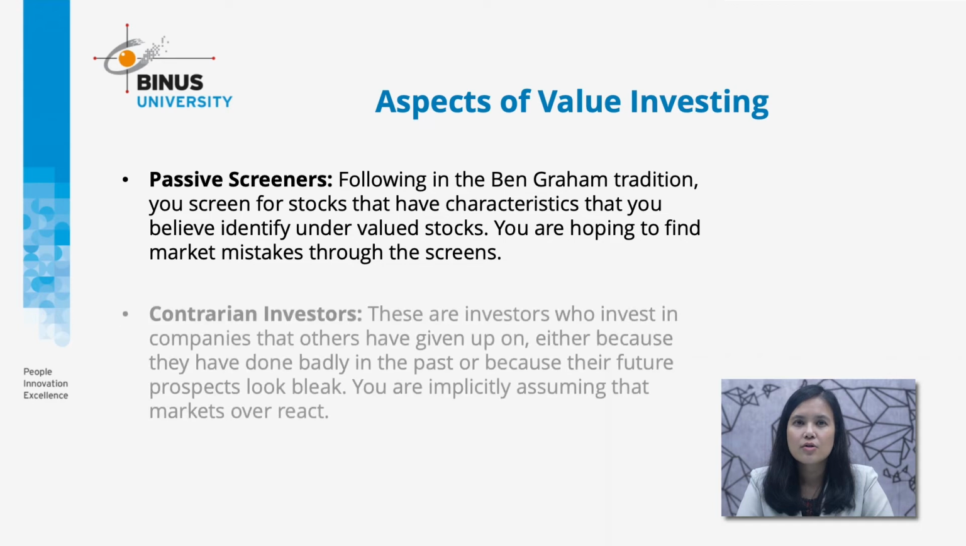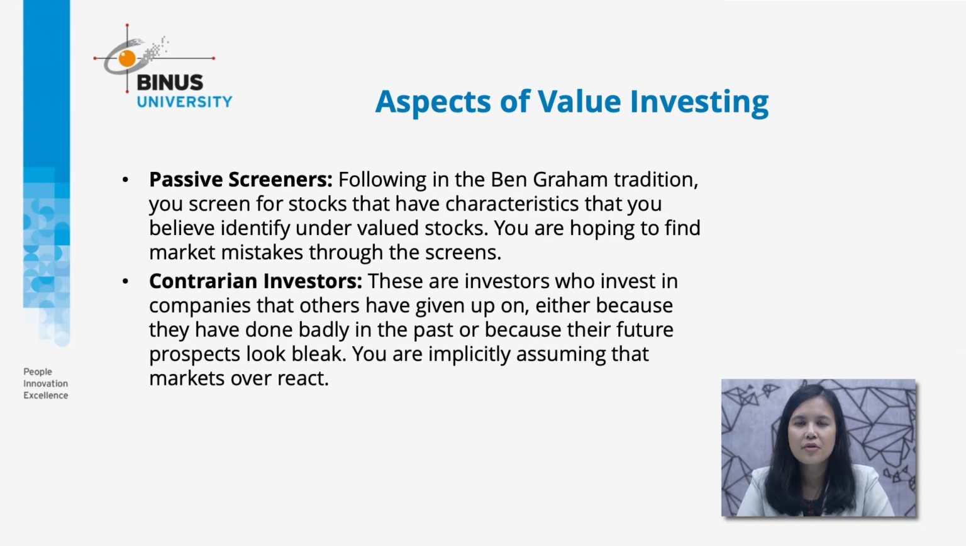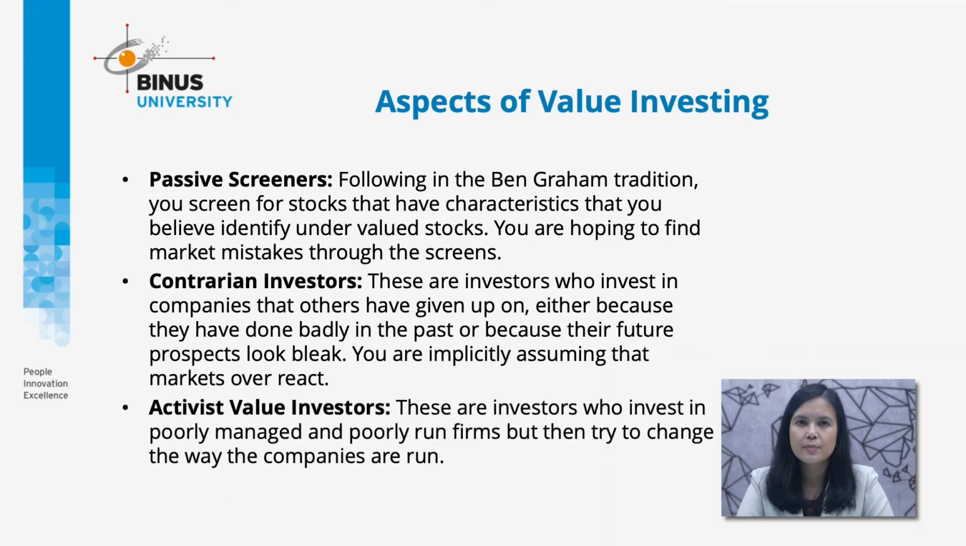The second one is contrarian investors. These are investors who invest in companies that others have given up on, either because they have done badly in the past or because their future prospects look bleak. You are implicitly assuming that markets overreact. Third is activist value investors. These are investors who invest in poorly managed and poorly run firms, but then try to change the way the companies are run.